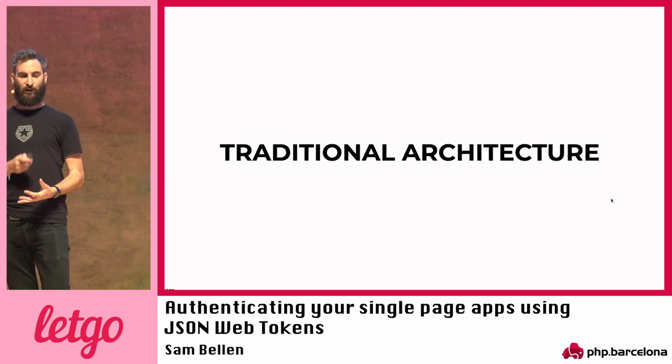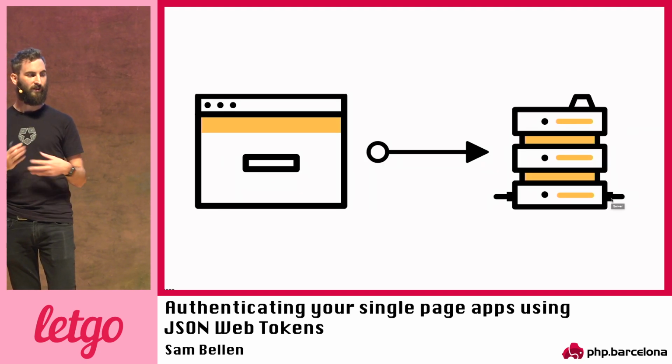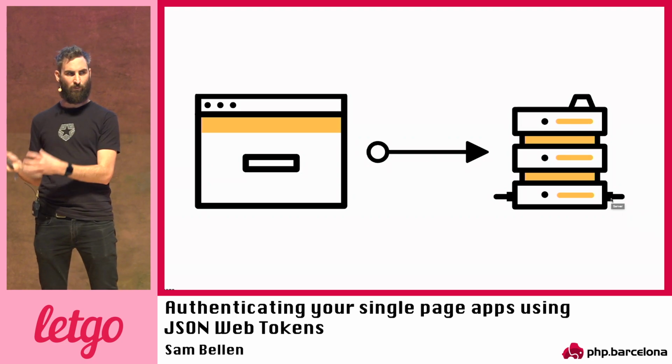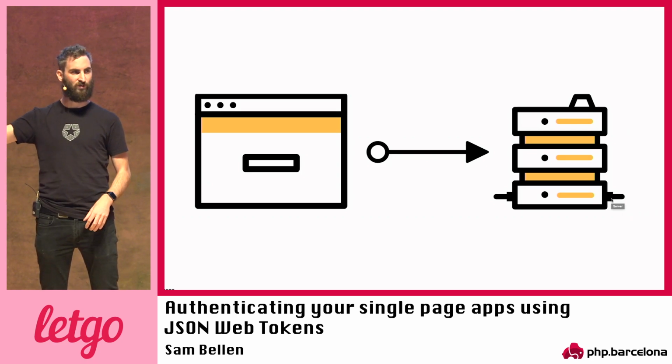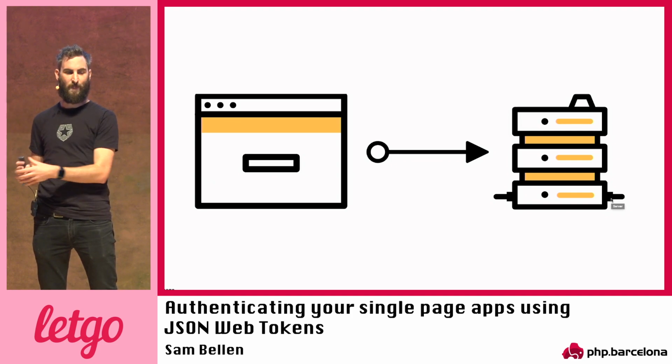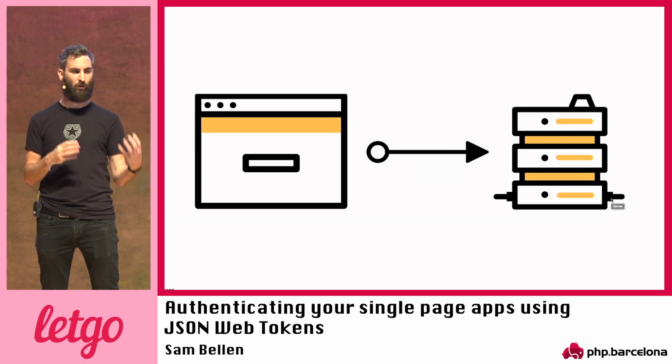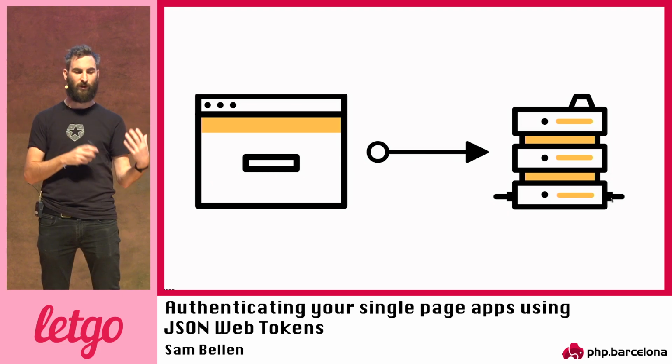The first one, a traditional web app or architecture is usually one-to-one. You have one backend system. This can be 10 million servers, doesn't matter, but it's usually one system and one app, which is generated on the backend and then rendered by the browser.